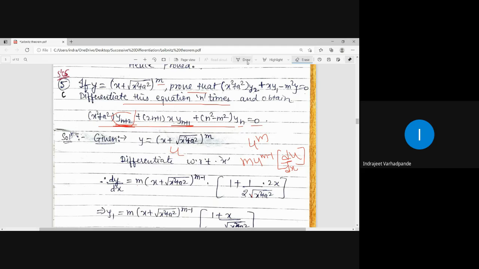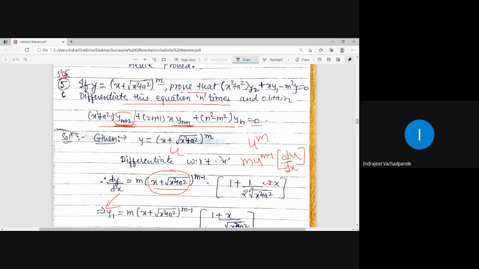So I will say it as u to the power m, m into u to the power m minus 1 into du by dx, the derivative of this x plus under root of x square plus a square. So the derivative of x is 1 plus the derivative of root u. The derivative of root u is 1 upon 2 root u into du by dx. So what is the derivative of x square plus a square? 2x. Clear up to here? This is the very first derivative, denoted by y1. Clear? Yes, sir.